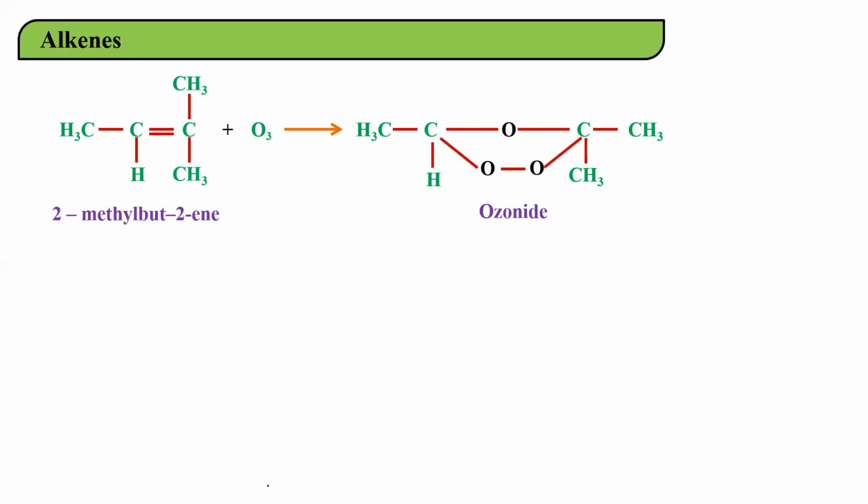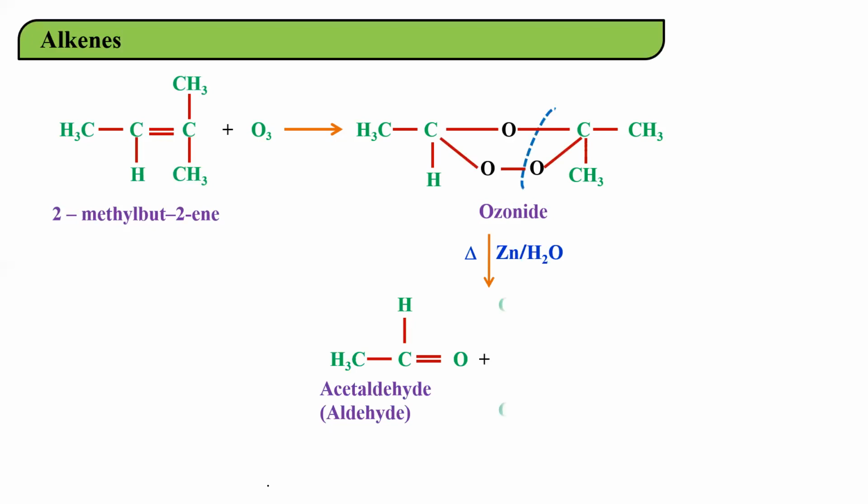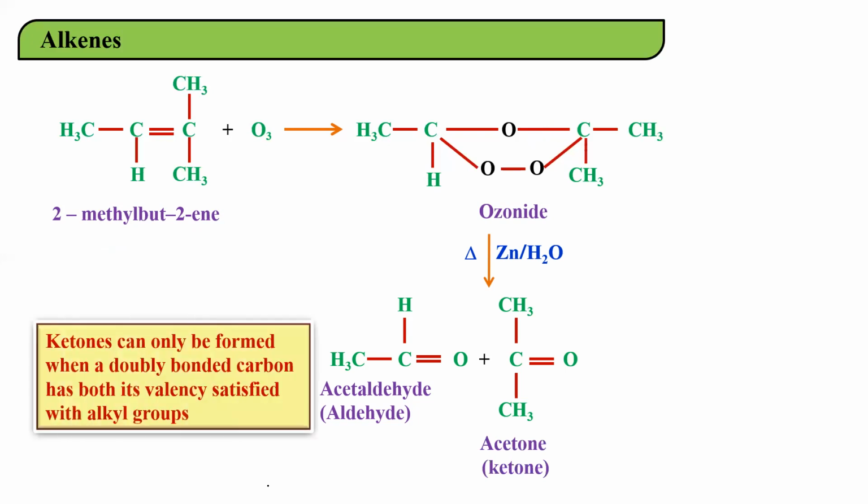अब होगा क्या? Again, the bond between carbon oxygen and oxygen oxygen will be broken in the presence of zinc and water, giving you a compound that is CH3CHO, which is acetaldehyde, which is an aldehyde. And on the right hand side you would get a compound which is CH3 C double bond O CH3. Acha, this would be acetone and it is an example of ketone. Plus एक oxygen बचा हुआ था, you will get ZnO as a byproduct.